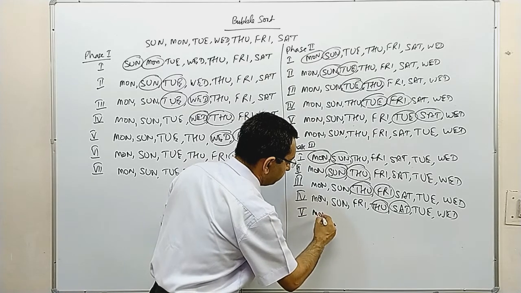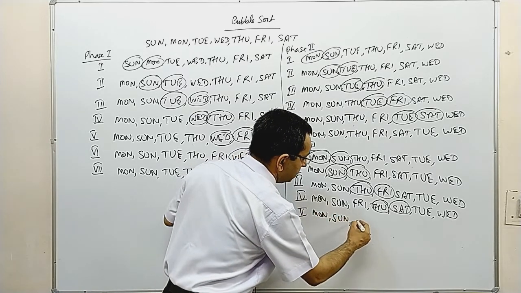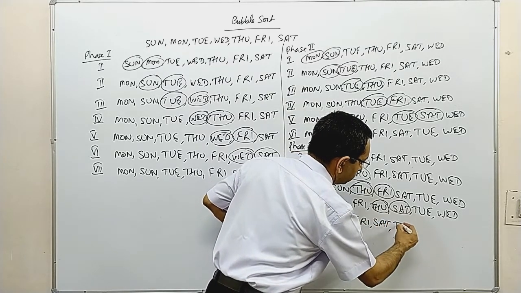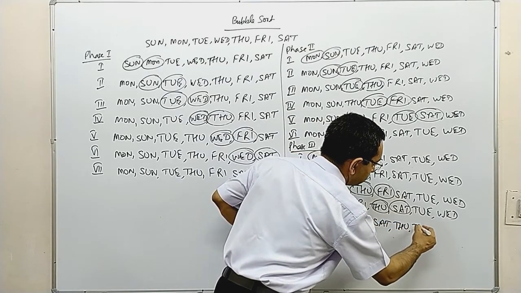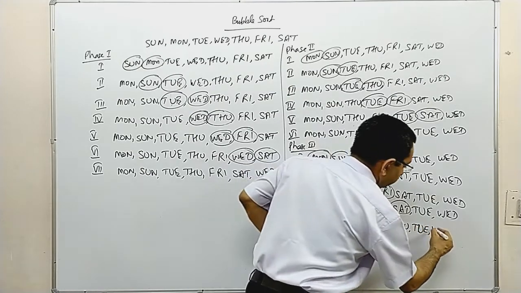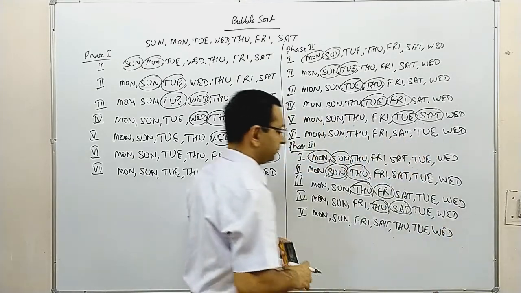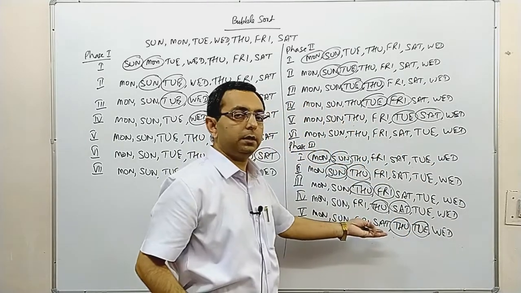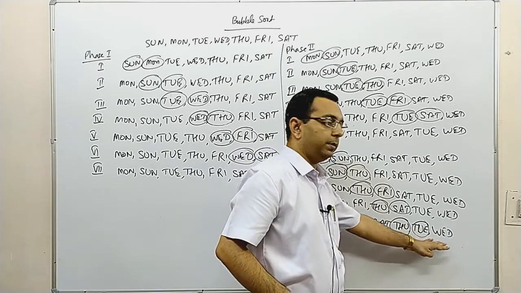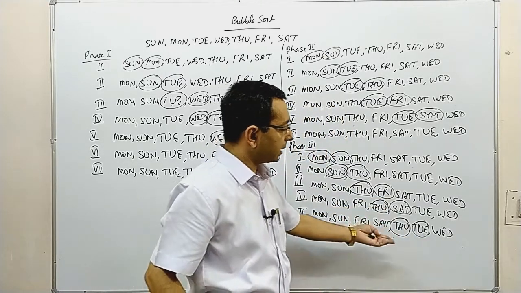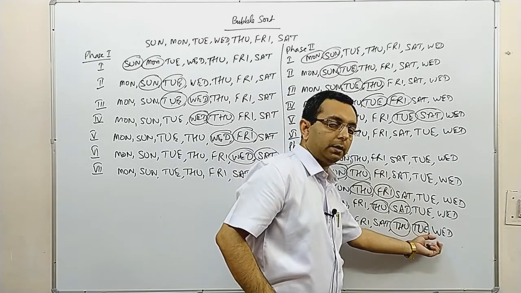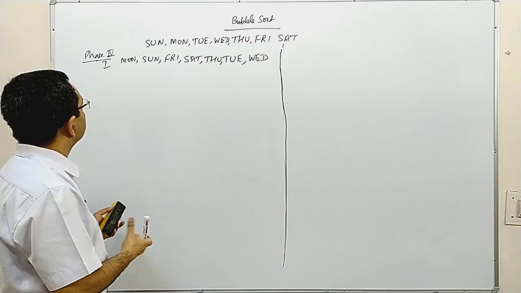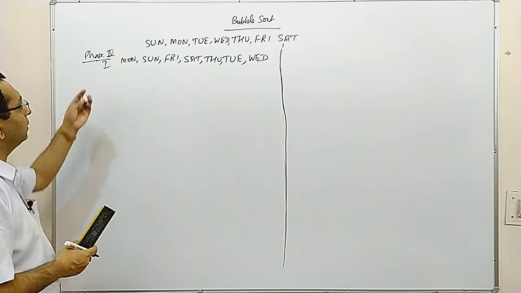Step 5: Monday, Sunday, Friday, Saturday, Thursday, Tuesday, Wednesday. So now Thursday will be compared with Tuesday, but it is sorted already, so it will not be interchanged. So again in the next step you have to compare Tuesday with Wednesday, but it will be the same. So we have to go for phase 4. Now let's continue with phase 4.